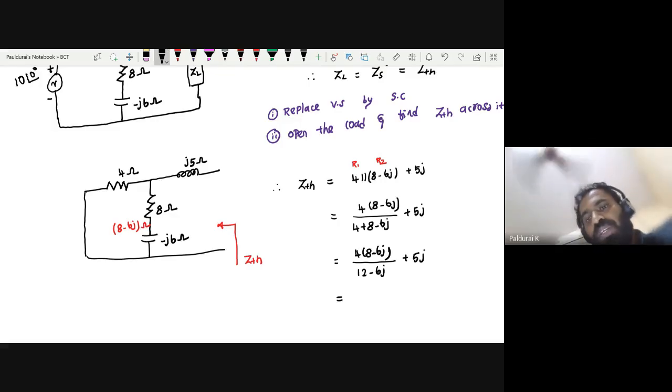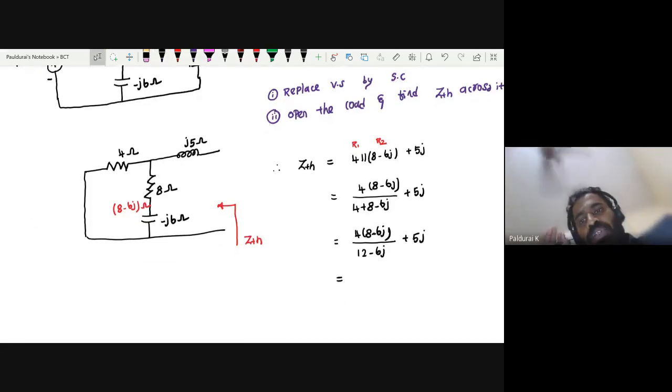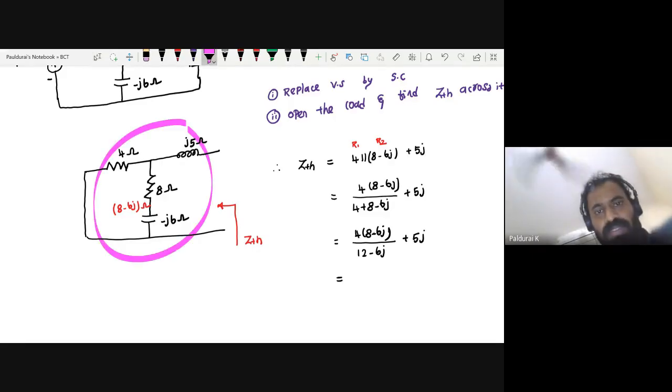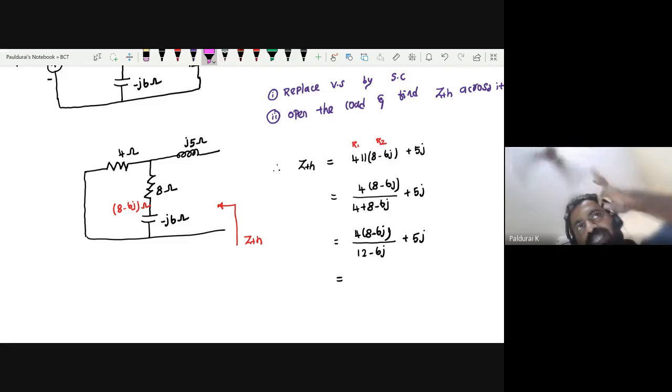Now let me know ZTH in rectangular as well as polar form. Any doubts? It's very simple. Replace the voltage source by a short circuit, open the load. After that, first 4 ohm and 8 minus J6 are connected in parallel, so I have written that here. Then J5 in series with this combination. So you know how to calculate the equivalent impedance. So what is this value, anyone?